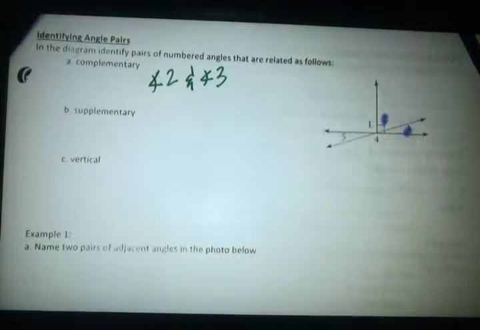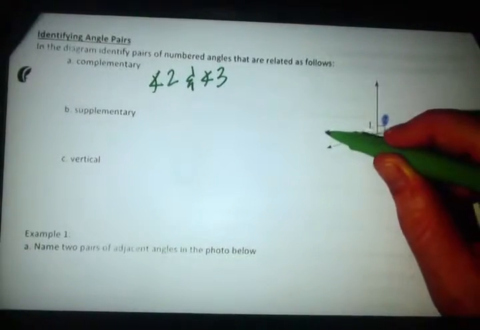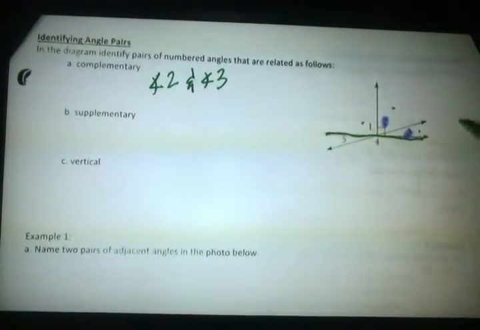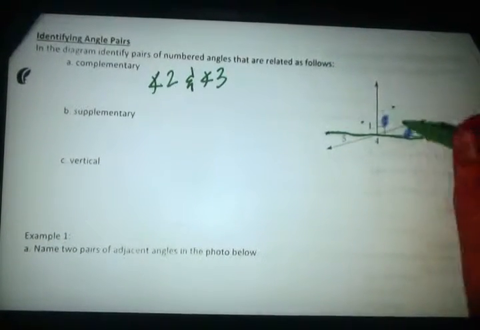okay? So let's look at supplementary. That has to equal 180 degrees. So anything that adds up to a straight line. Here's one. Okay. But look, are there two angles that add up to this line on the top? No, there's three. 1, 2, 3 to give you 180. There's no set of supplementary angles here. They have to be two angles together. Okay, however, if you look below the line, angle 4 and angle 5, those are supplementary.